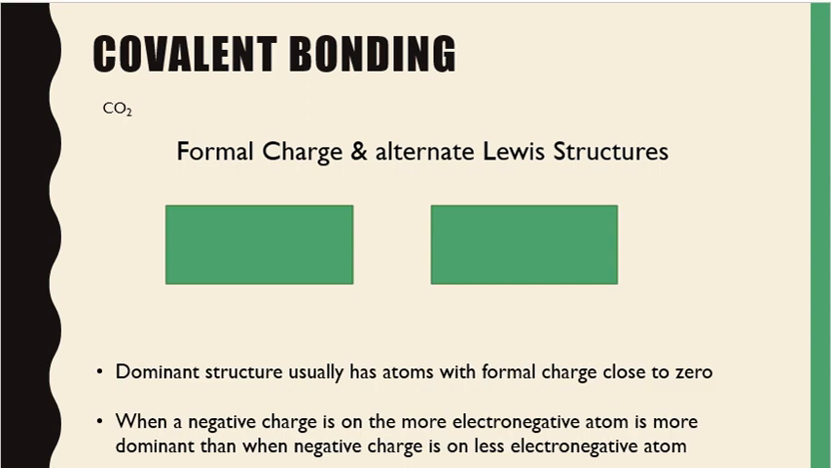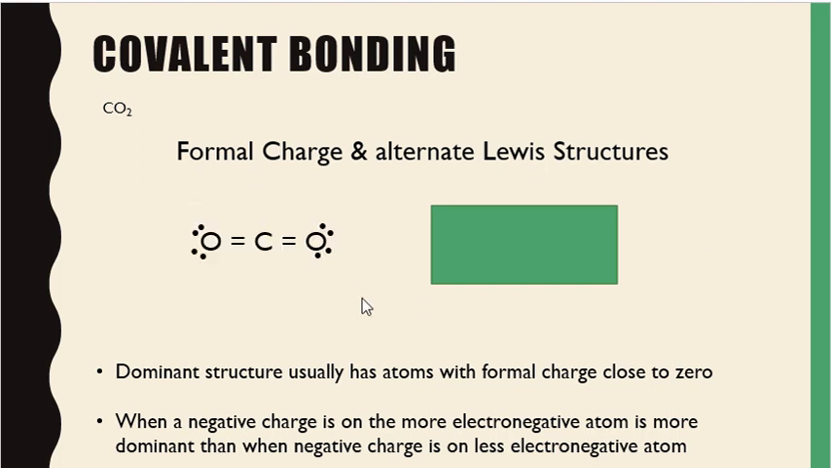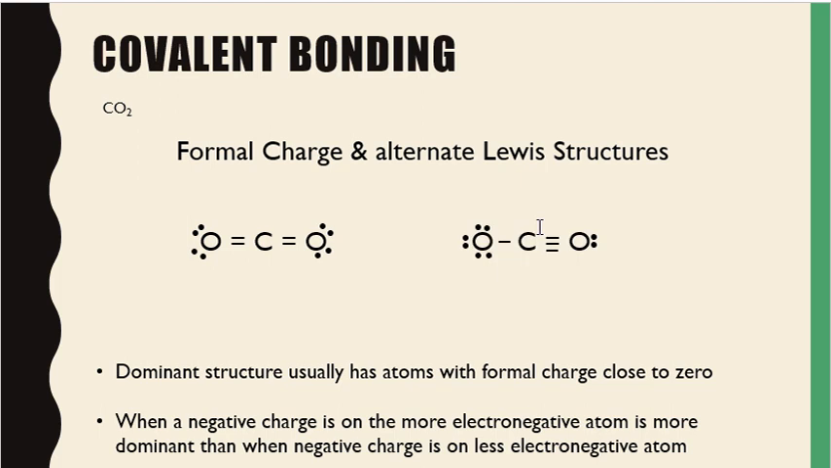For example, if you draw out CO2, there are 2 Lewis structures possible. The first one is this. 1, 2, 3, 4, 5, 6, 7, 8 around carbon, 2, 4, 6, 8 around oxygen, 2, 4, 6, 8 around oxygen. But another possible structure that also satisfies the octet is like this, where we have a single bond and a triple bond. 2, 4, 6, 8, 2, 4, 6, 8. All the octets are satisfied here. So in order to figure out what the dominant Lewis structure is, which one we're most likely going to see, we try to figure out which one has atoms with formal charge close to 0.